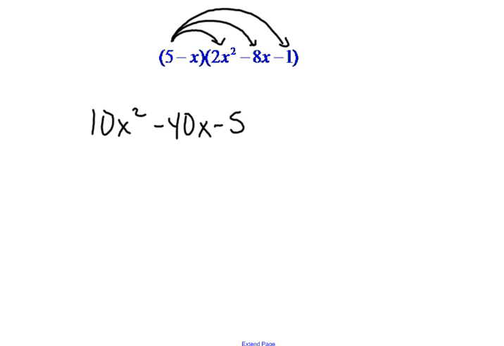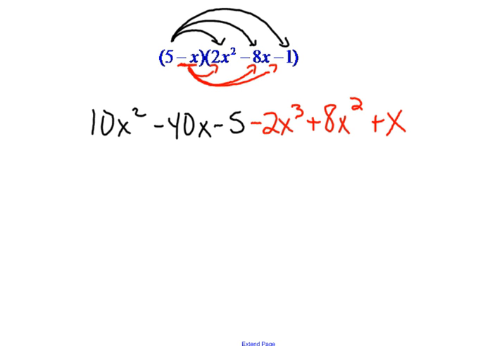And we're going to distribute. Be careful. Remember that that's a negative x. So negative x times 2x squared is negative 2x squared. Sorry, negative 2x cubed. Negative x times negative 8x gives us positive 8x squared. And negative x times negative 1 is positive x.